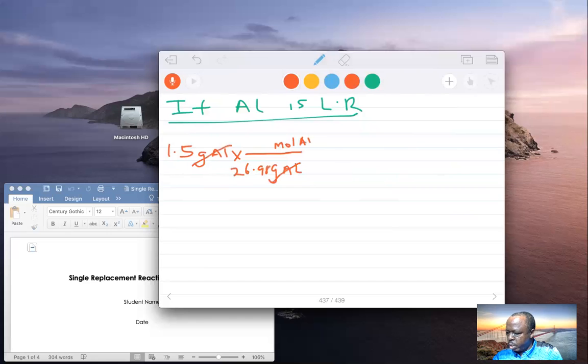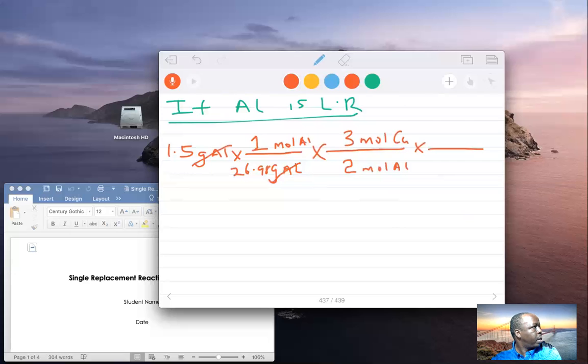And then using the mole ratio between this, 1 mole of aluminum, copper and aluminum, was 3 moles of copper produced for every 2 moles of aluminum. I'm using the mole ratio from the balanced equation. And then the last one here, to find the mass of copper, you use the atomic mass.